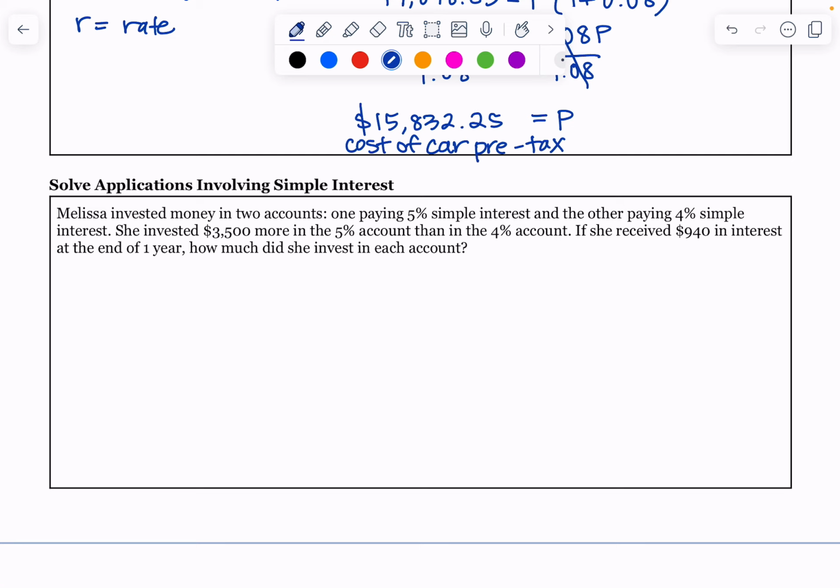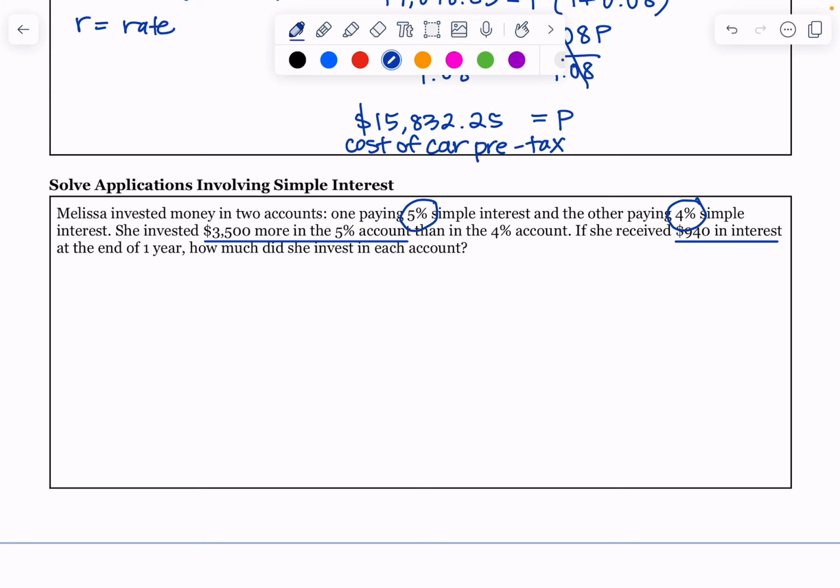This one says Melissa invested money in 2 accounts, one paying 5% simple interest and the other paying 4% simple interest. And interest makes the accounts grow, so we know we're going to be adding. It says she invested $3,500 more in the 5% account than the 4% account. If she received $940 in interest at the end of year 1, how much did she receive in each account?